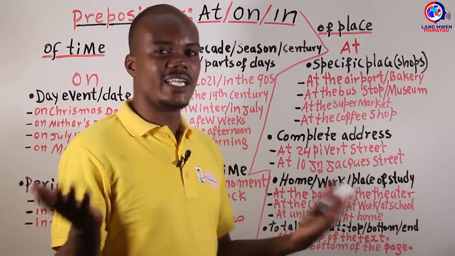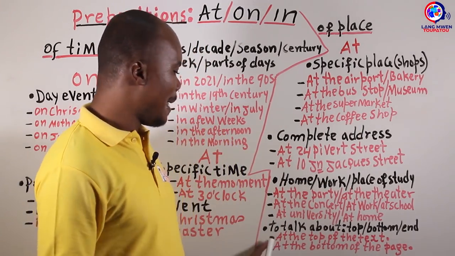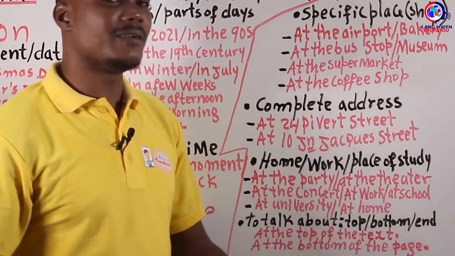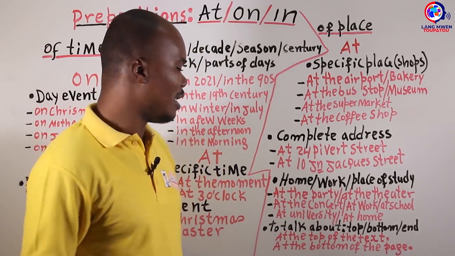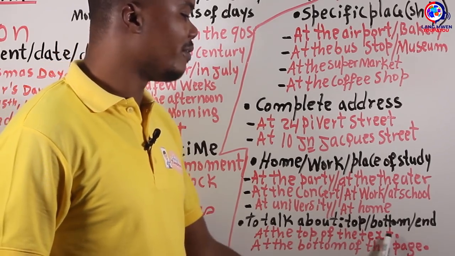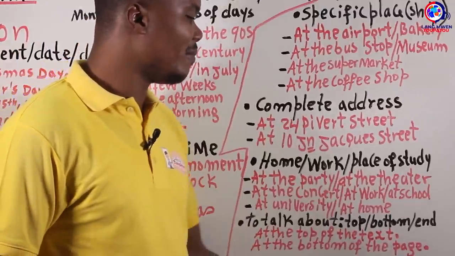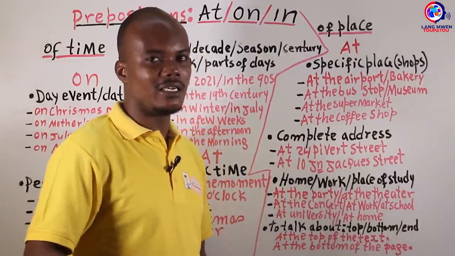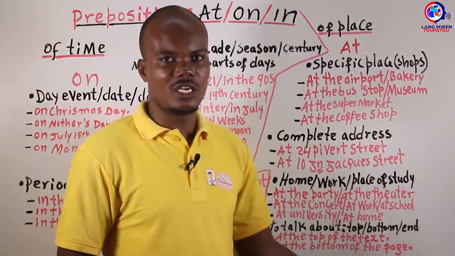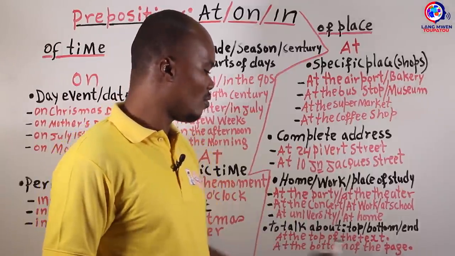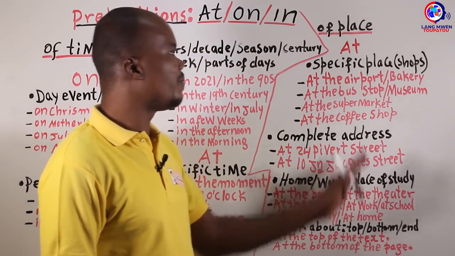So next, to finish, we use the preposition at as a preposition of place to talk about top, bottom, and end, and sometimes the start of something. Like you say at the top of the text, and you say at the bottom of the page. Okay, like a book, like a notebook, you can say at the bottom of the page, or at the top of the text. So you use the preposition at.